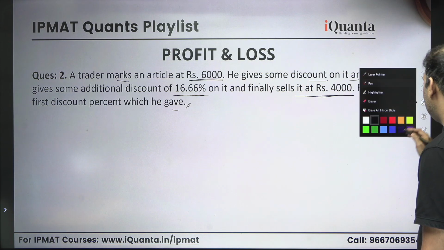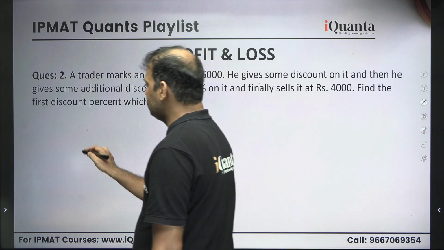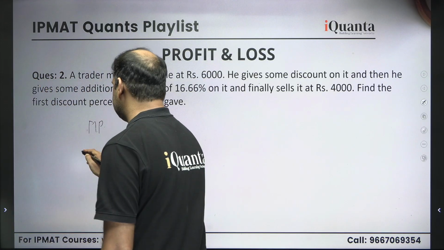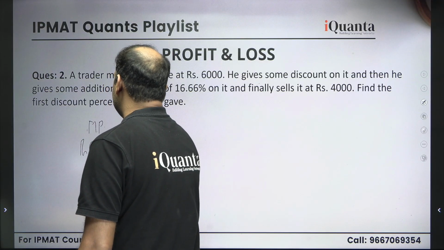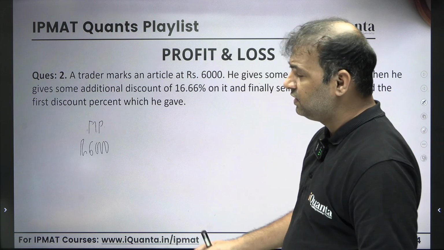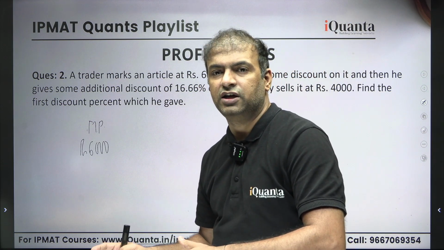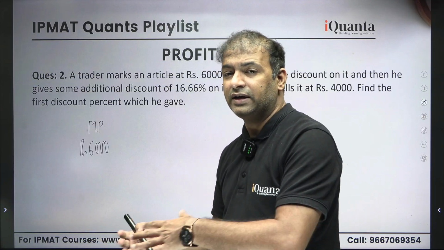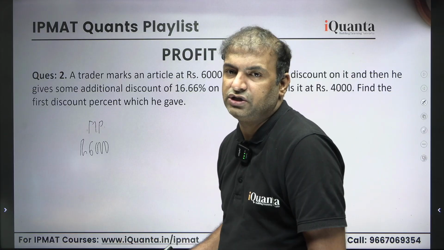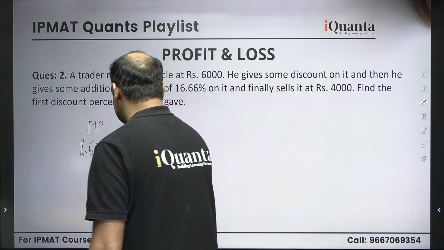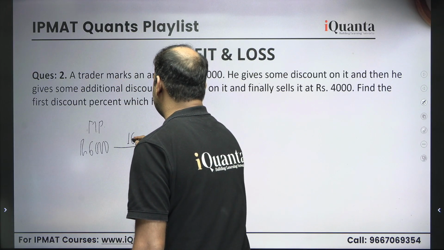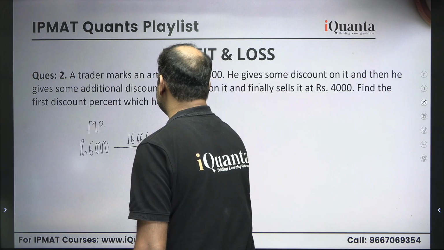Okay, how? All right, the markup price is given first. How much is given? Rupees 6,000. Now guys, the first discount percent we do not know, the second one is 16.66. So if we change the order, or you can say if we write the second discount as first and the first as second, the selling price should not change, right? So I'm doing the same. I'm assuming the first discount as 16.66, I'm just changing the order of these discounts, right?